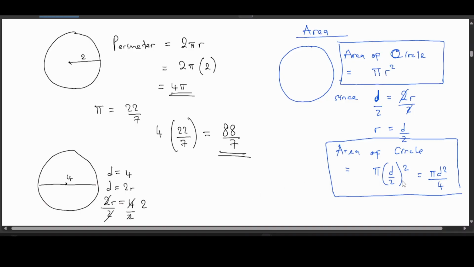Because you can make a mistake and fail to apply the laws of indices correctly here, where we said that when we take the square of a fraction, both the numerator and denominator should be squared. That's why it comes out as pi d squared over 4. That is the area. So what do we need for the area? We need the radius or the diameter, depending on what they give you. That's all we need. You must know these formulas. If you don't know them, you lose a lot of marks unnecessarily.